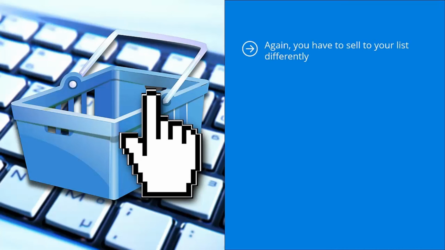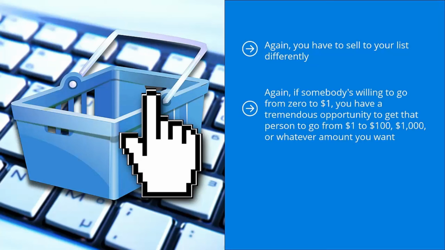Again, you have to sell your list differently. This applies to your two types of mailing lists as well. Your general list, they get quality information that is distinctive like social proof and case studies along with upsell messages. Your buyer's list, on the other hand, gets more in-depth material with higher value upsells. Again, if somebody's willing to go from $0 to $1, you have a tremendous opportunity to get that person to go from $1 to $100, $1,000, or whatever amount you want.